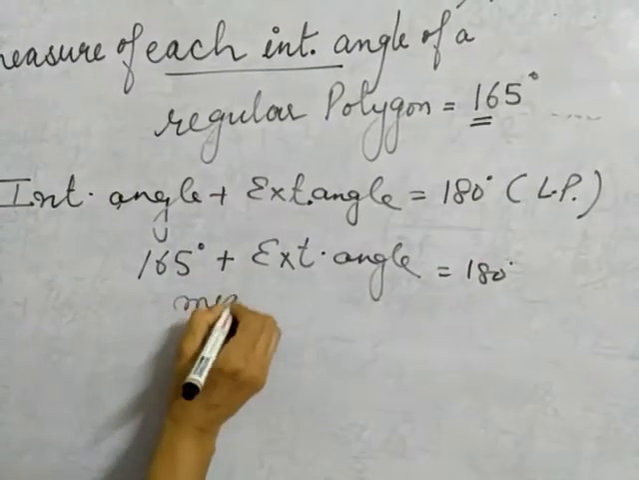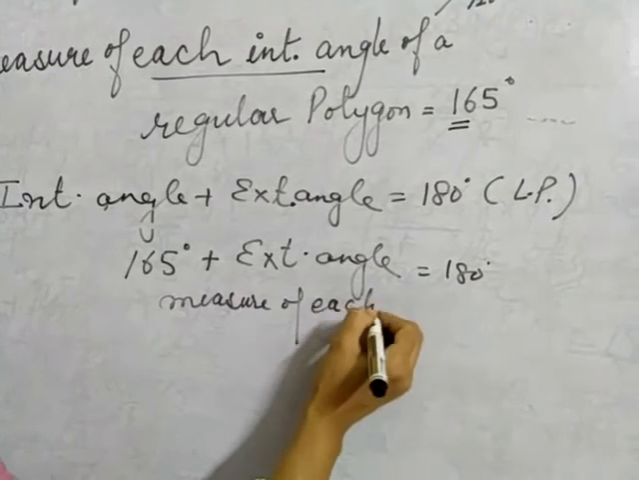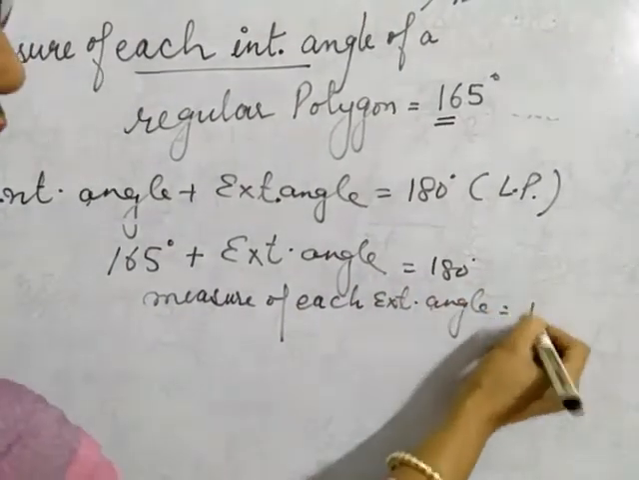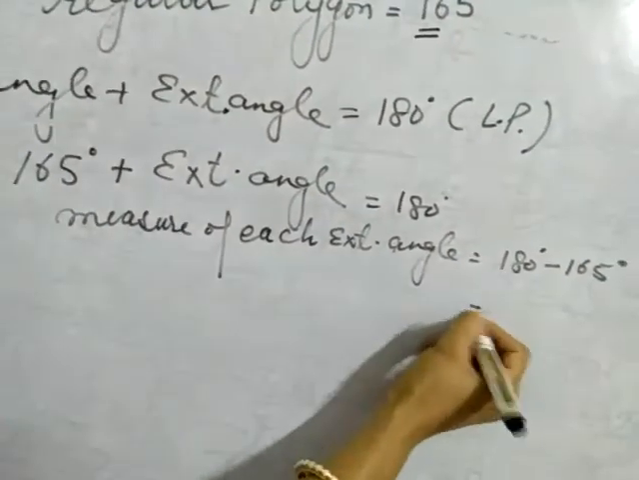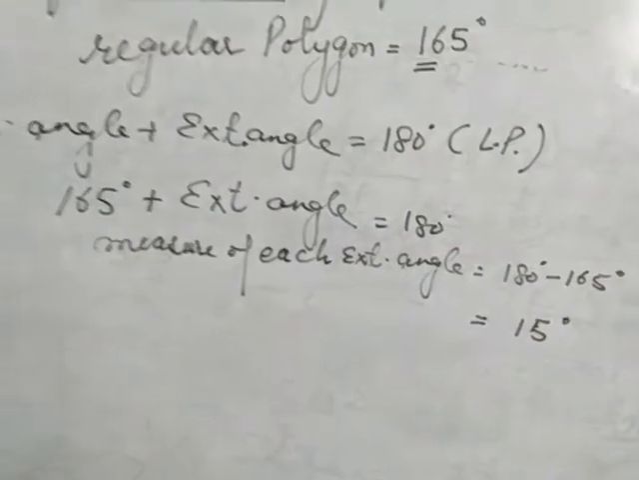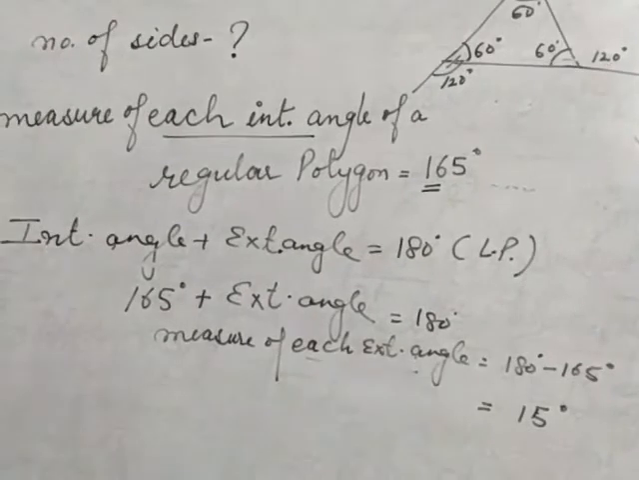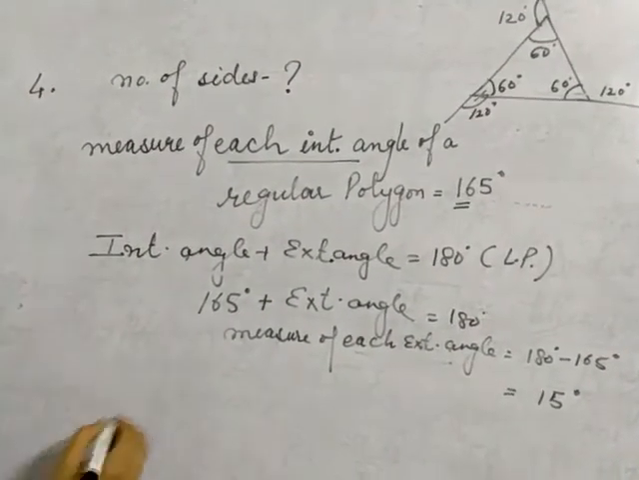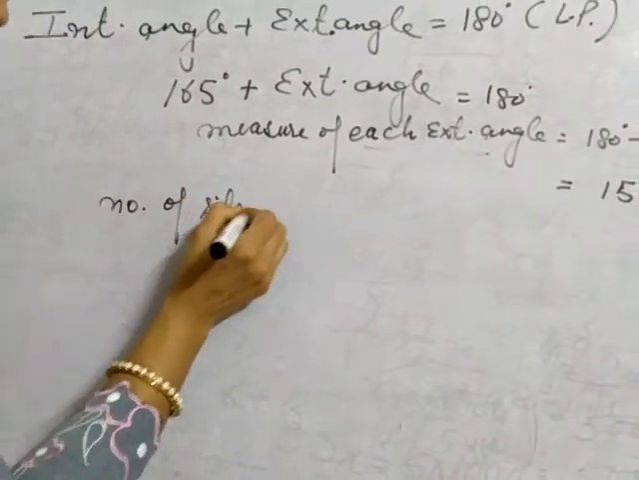So what is the measure of each exterior angle now? Measure of each exterior angle is equal to 180 degree minus 165 degree, that gives you 15 degree. You can do the subtraction and find out. Now you have calculated each exterior angle. Now I think everybody will be able to calculate the number of sides. So we have to calculate the number of sides of this regular polygon.